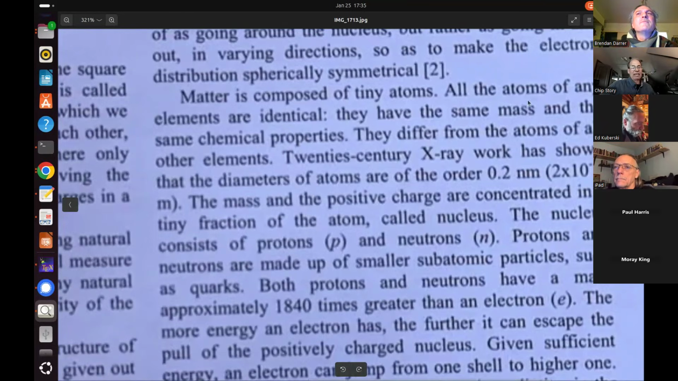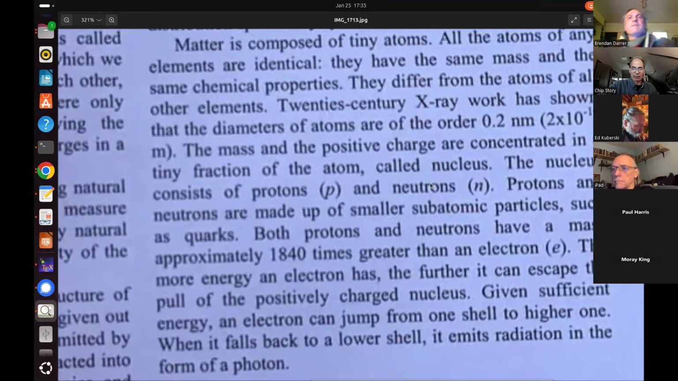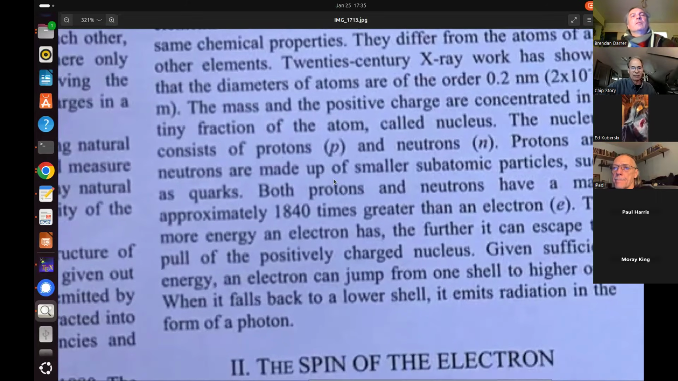All the atoms of any element are identical. They have the same mass and the same chemical properties. They differ from atoms of all other elements. 20th century X-ray work has shown that the diameters of atoms are on the order of 2 nanometers. The mass and positive charge are concentrated in a tiny fraction of the atom called the nucleus. The nucleus consists of protons and neutrons.